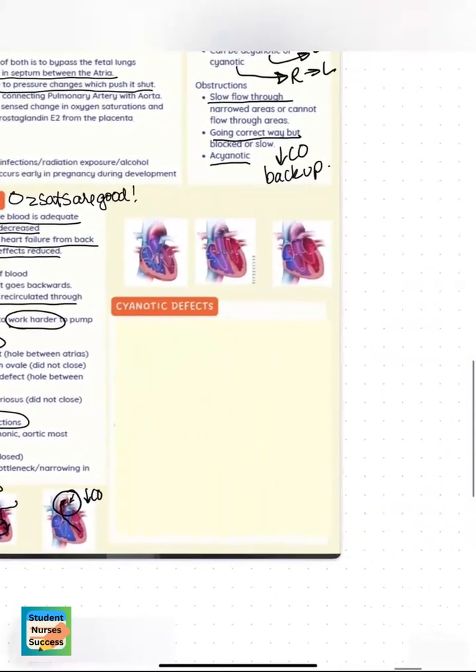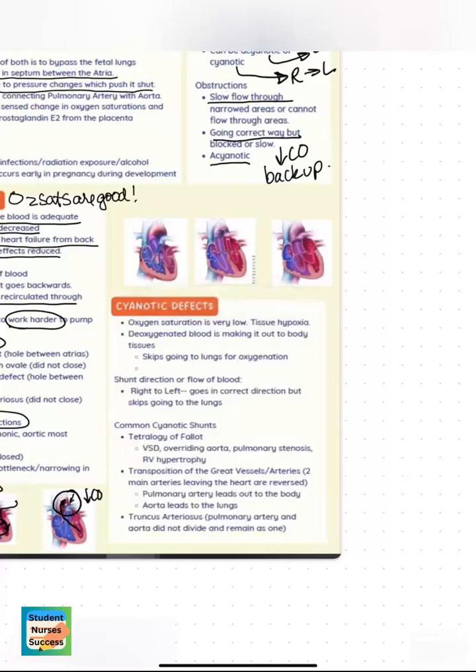Now let's move on to our cyanotic defects. Now remember, in cyanotic defects, the oxygen saturation is very low, and so the tissue is hypoxic and we have decreased O2 saturations or maybe cyanosis or bluing of the tissues in the body. So the patient may look, the color may not be nice and pink, they actually may look a little blue. So what's happening is deoxygenated blood is making its way out of the heart to the body tissues. And it's actually skipping going to the lungs for oxygenation.